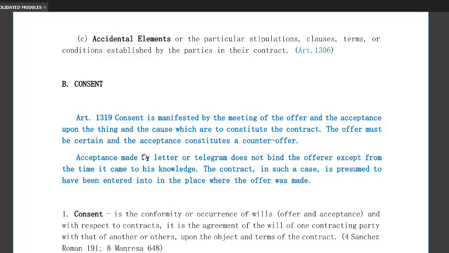Another thing mentioned under 1319, in order that we can say there is consent, we require concurrence: the offer and the acceptance must both be present. So, what is an offer? The offer is a proposition or proposal made by one party to another to enter into a contract. Usually, this is your expression of willingness to bargain or to enter into something that you desire. So, it is important that the offer be certain. It should be definite and specific, so that we can determine the specific liabilities and, at the same time, the rights of the parties.